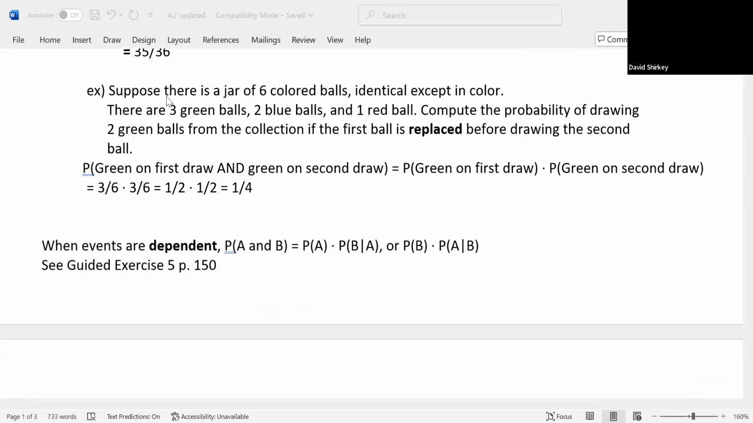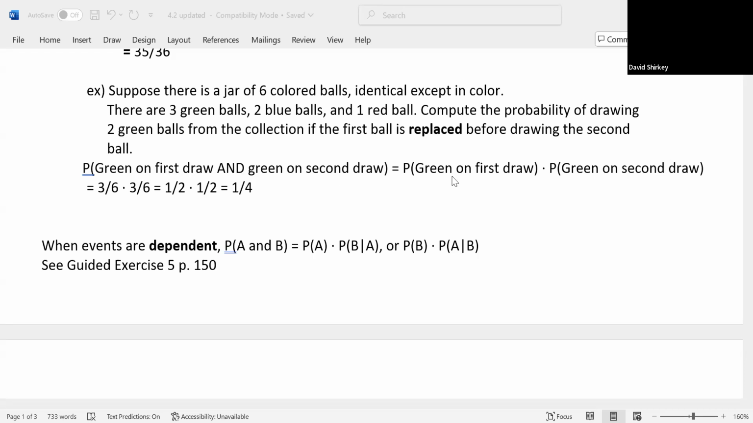So suppose there's a jar of 6 colored balls, an opaque jar. You can't see through it, right? You just put the balls in there. They're identical except in color. So there are 3 green balls, 2 blue balls, and 1 red ball. Compute the probability of drawing 2 green balls from the collection if the first ball is replaced before drawing the second ball.